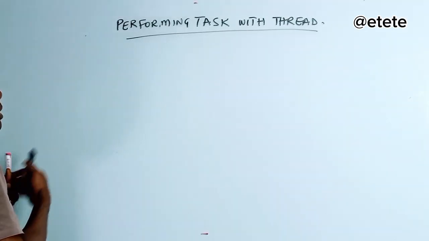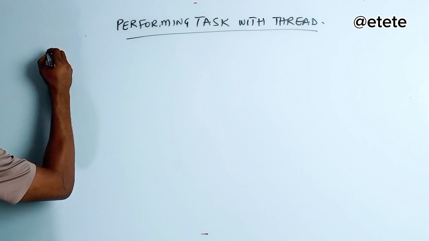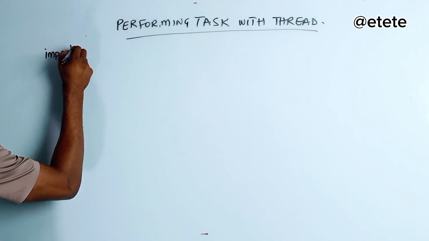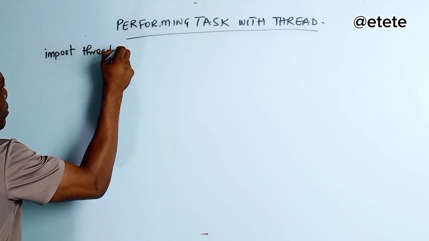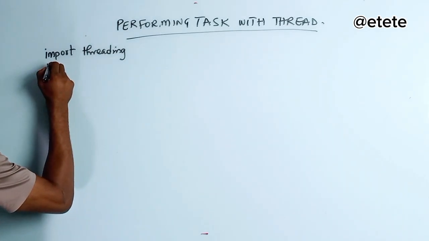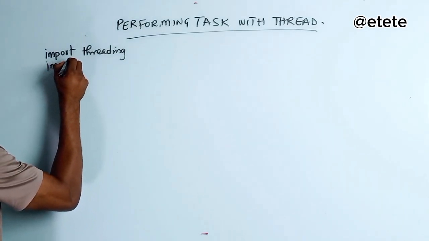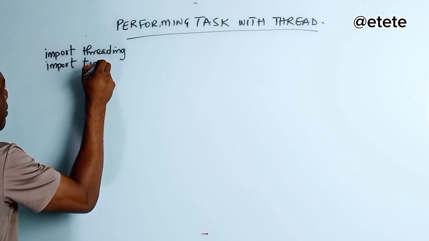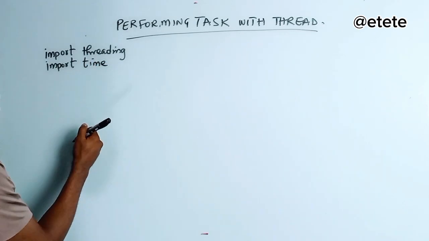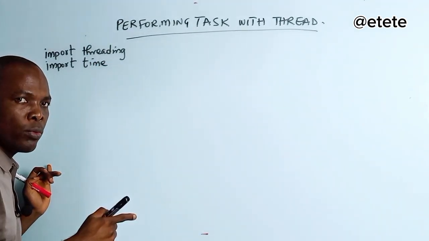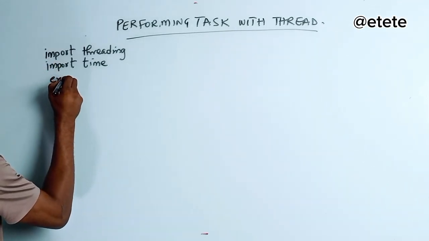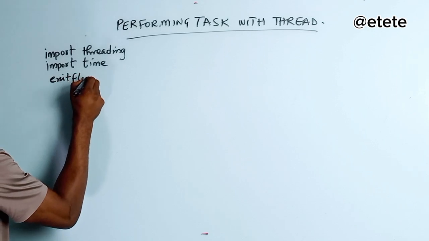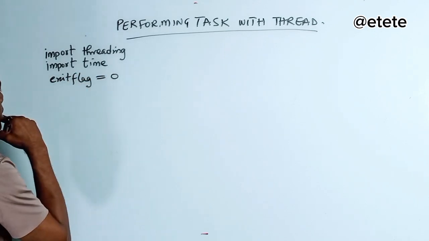Okay, so let's create our task here. The first thing we'll do is we import the threading module, and then I'm also going to import time. Then I'm going to create a global variable, and I will call it exit flag, and I will assign 0 to it.